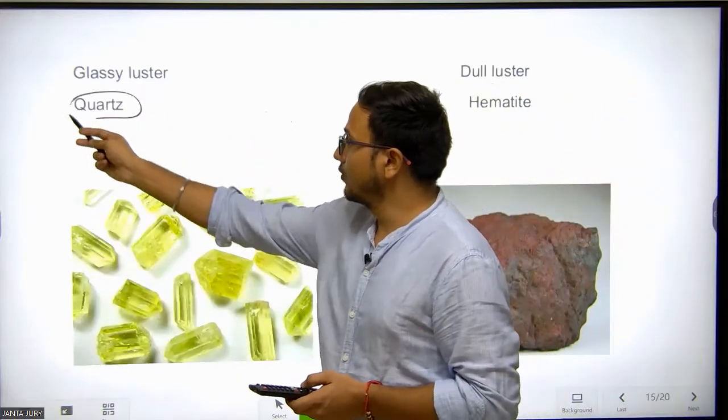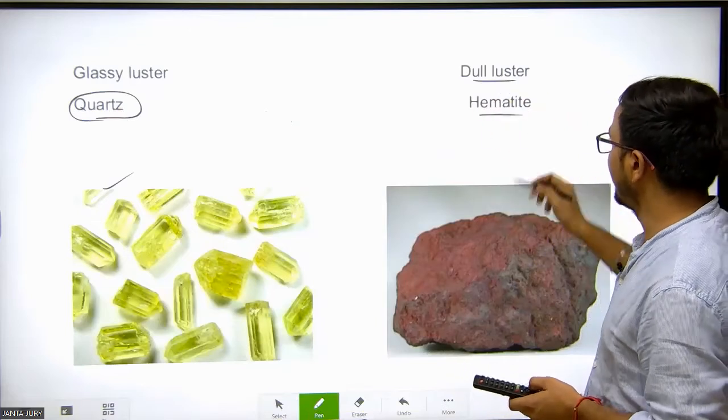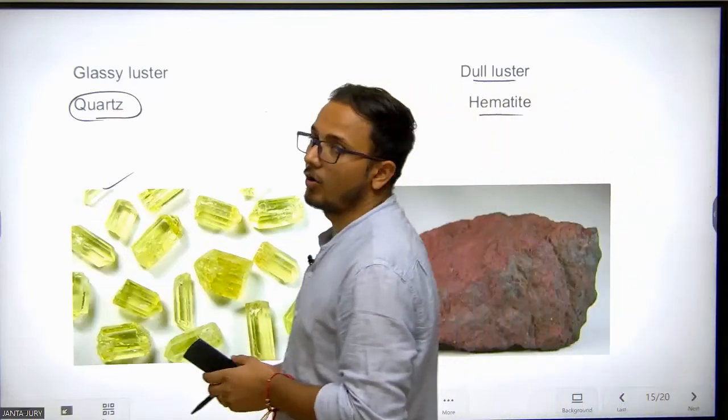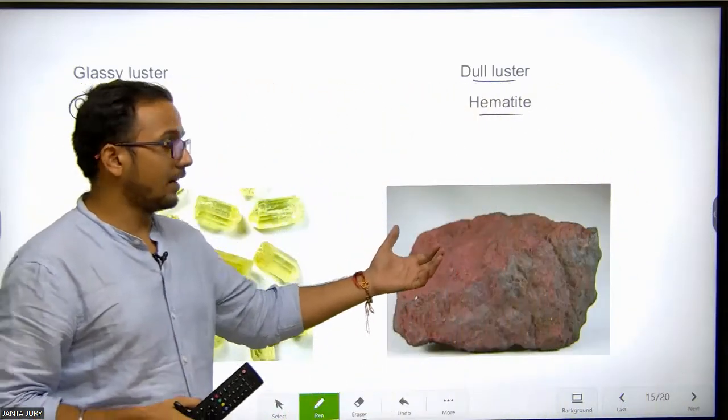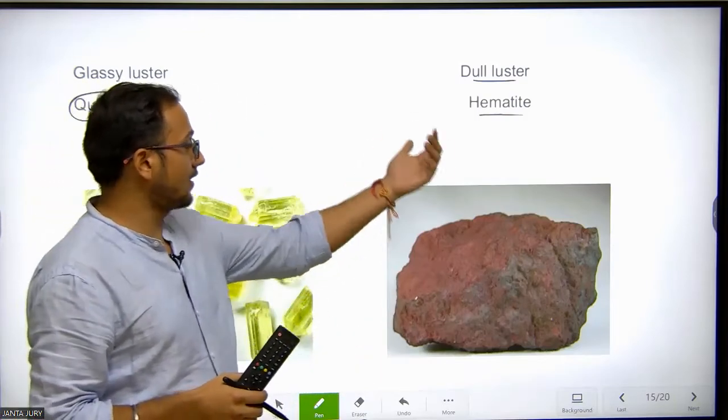Glassy luster: quartz shows glassy luster properties. And there is a dull luster: hematite is an iron ore and this shows an earth-like appearance. So this is a dull luster.